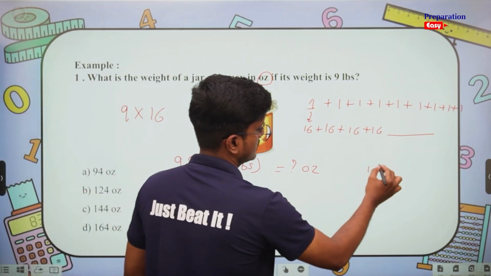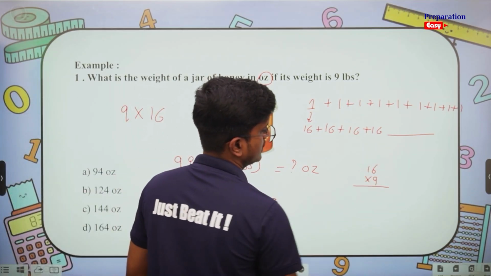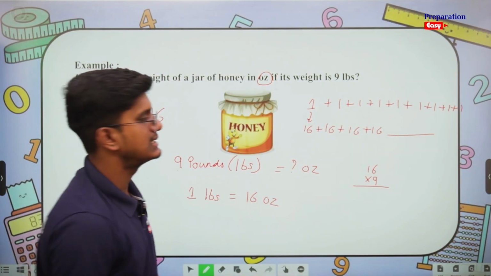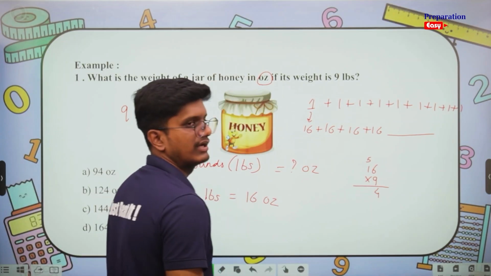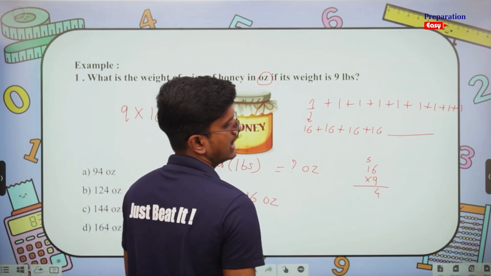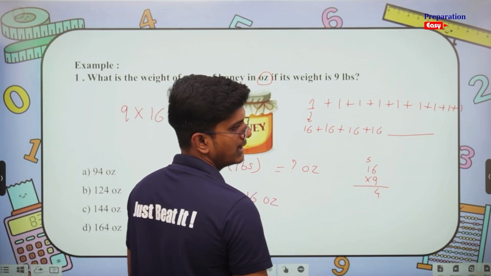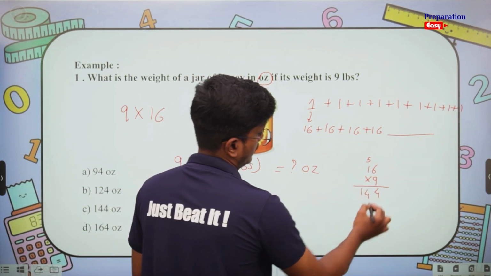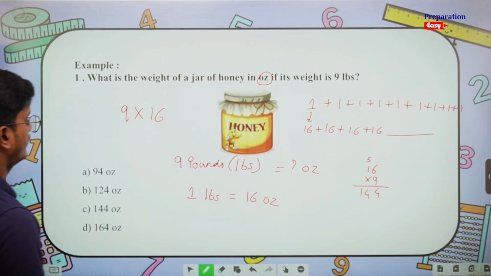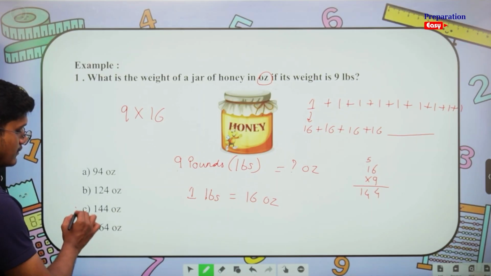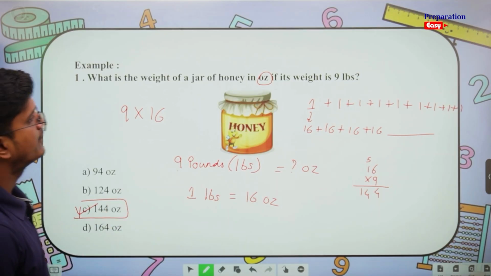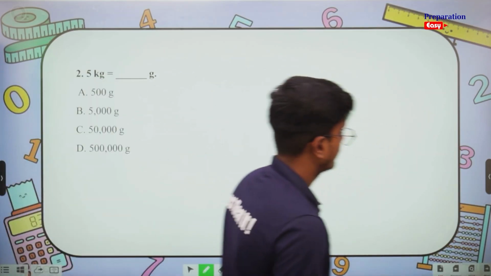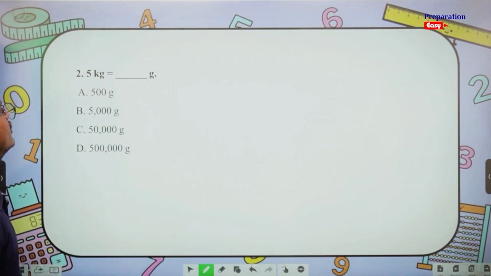Let's do it here. 16 into 9. 9 sixes are 54, so carry over 5 and 4 down. 9 ones are 9, 9 plus 5 is 14. So we got 144 OZ, which means ounces. Yes, we have option C, 144 ounces. 9 lbs has 144 ounces of weight of a jar.